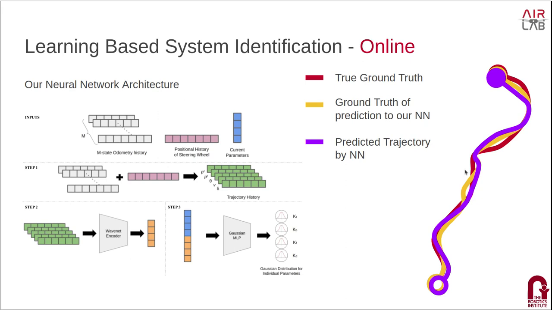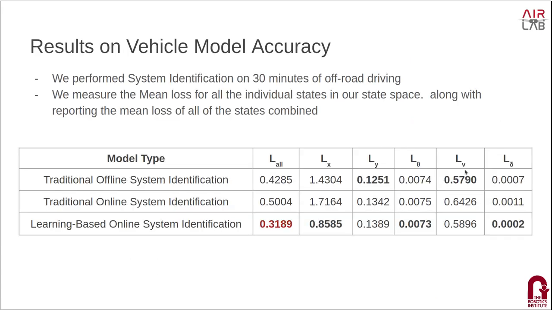Once the ground truth labels have been extracted, we move on to the training of the neural network, where we first represent the history of odometry and steering as trajectories in the vehicle model's state space. These trajectories are then passed through the WaveNet encoder, which outputs an intermediate representation, which, combined with the current parameters, is then passed through a multilayer perceptron to output individual Gaussian distributions for each parameter. The final parameters are then randomly sampled from these individual distributions.